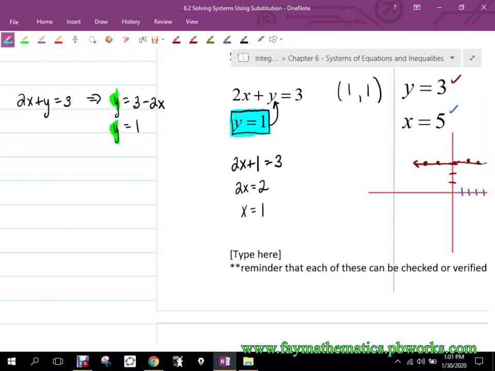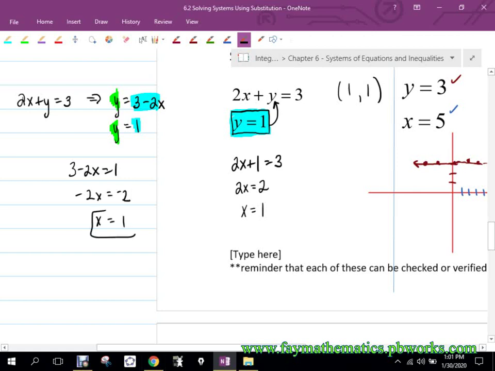So if those two things are the same, what does that tell me about those two things? They're the same. So then I go 3 minus 2x equals 1. Subtract 3 from both sides. Divide both sides by negative 2. I still get x to be 1, right?